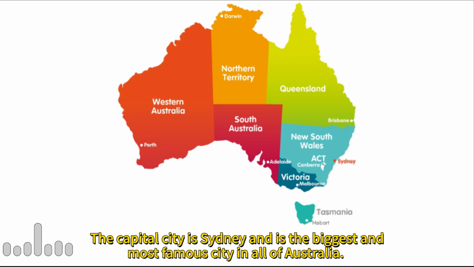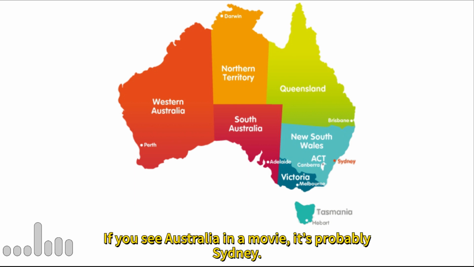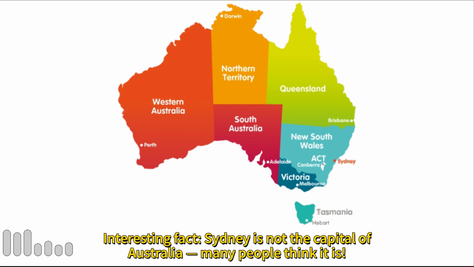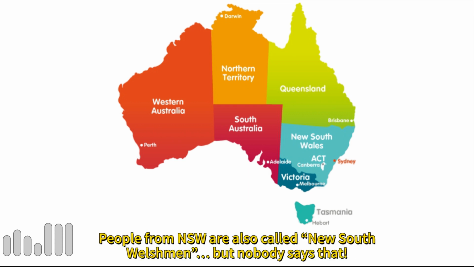The capital city is Sydney and is the biggest and most famous city in all of Australia. Famous landmarks include the Sydney Opera House and the Harbour Bridge. If you see Australia in a movie, it's probably Sydney. NSW was the first British colony in Australia. Interesting fact. Sydney is not the capital of Australia, though many people think it is. Another interesting fact. More people live in Sydney than in some entire countries. People from New South Wales are also called New South Welshmen, but nobody says that.